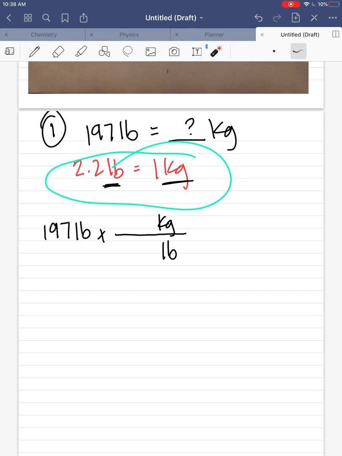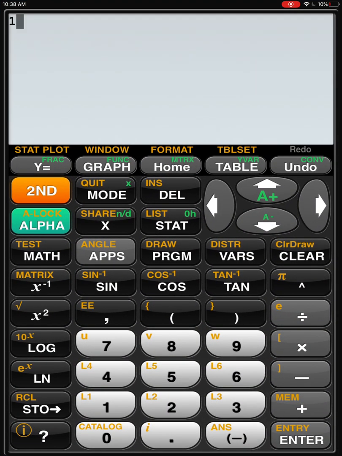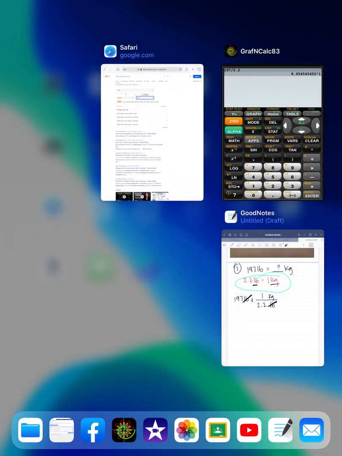All right, so now that I have gotten my units where they need to go, I just fill the numbers in from my conversion factor. I know that 1 kilogram is equal to 2.2 pounds. So these 2 units will cancel, and all I have left is kilograms, which is where I wanted it in the first place. This is just simple in the calculator. 197 divided by 2.2 is 89.5-ish.